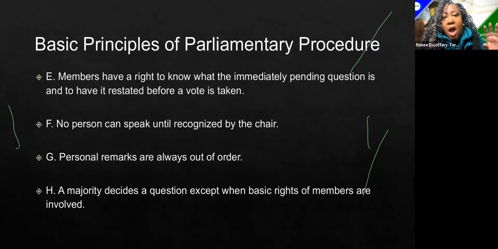We will talk a little bit about what that might mean, but if the basic rights of a member are involved, such as cutting someone off in debate, that's that person's basic right. You may remember from the last principle that a motion should be fully and freely discussed. So if the basic right of a member is involved, it really requires a 2/3 vote. And we'll talk about that.